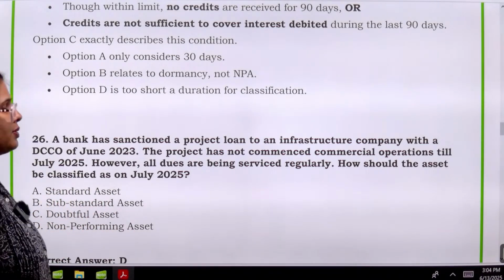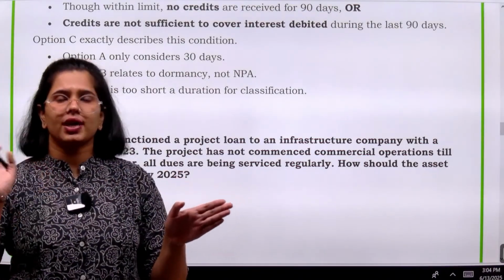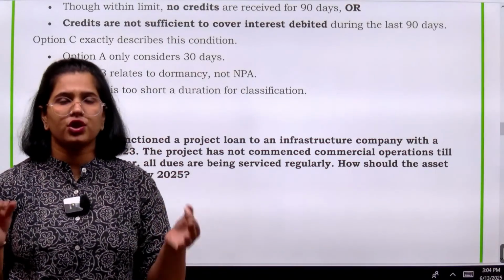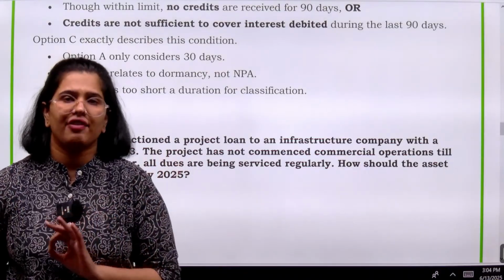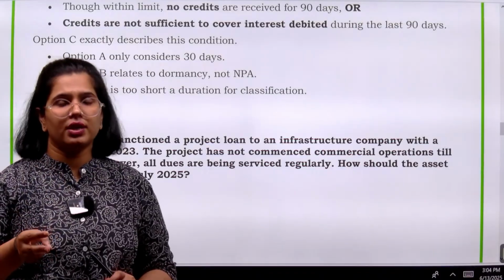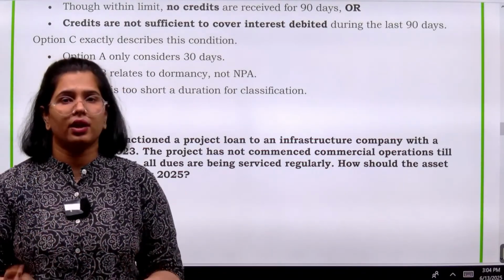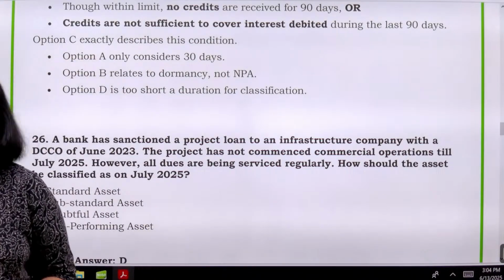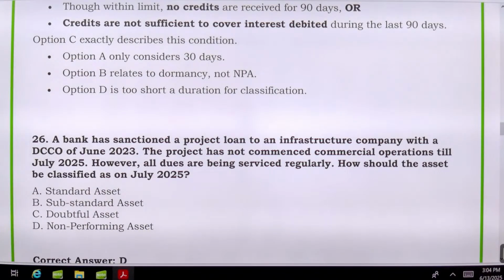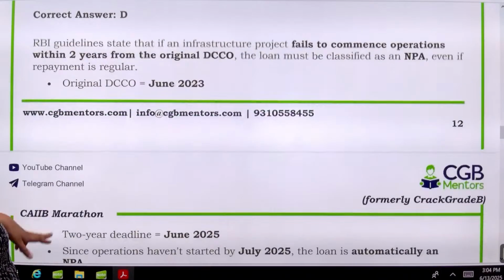Over here, the projects are divided into two parts. One is infrastructure, one is non-infrastructure. In case of infrastructure, whatever date of commencement of operations you have given, you have to start within 2 years. If you haven't started within 2 years, your loan would be classified as an NPA even though you are regular with the EMI payment, because you have been unable to fulfill your requirements. So that is the reason. For non-infrastructure loans, the limit is 1 year.